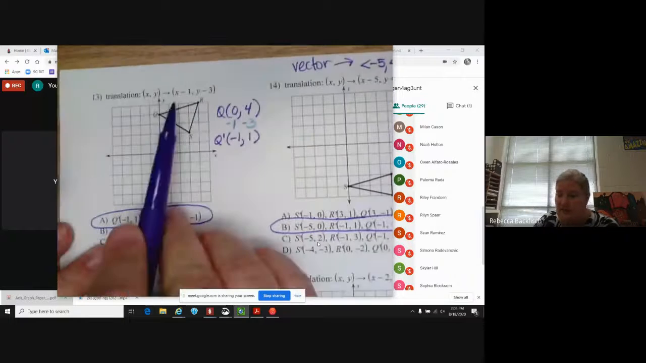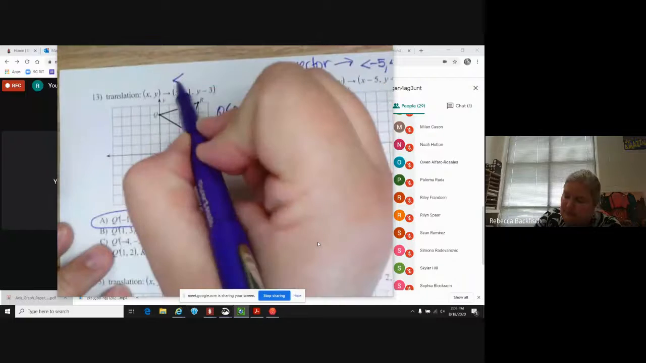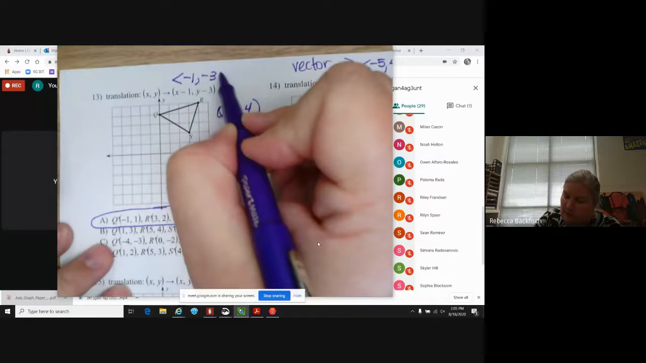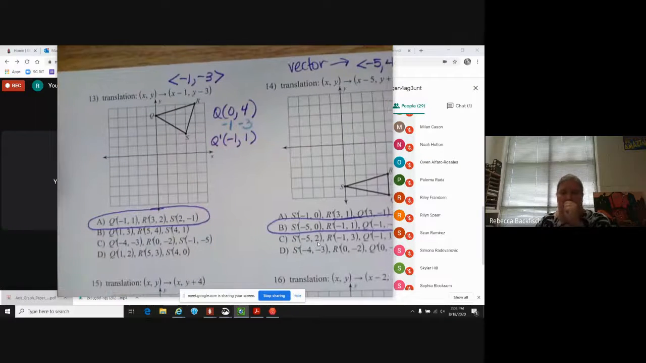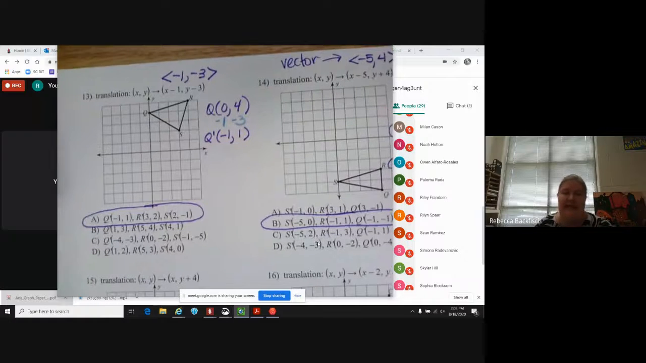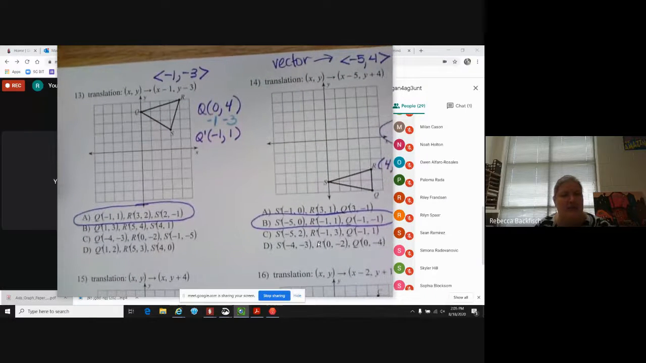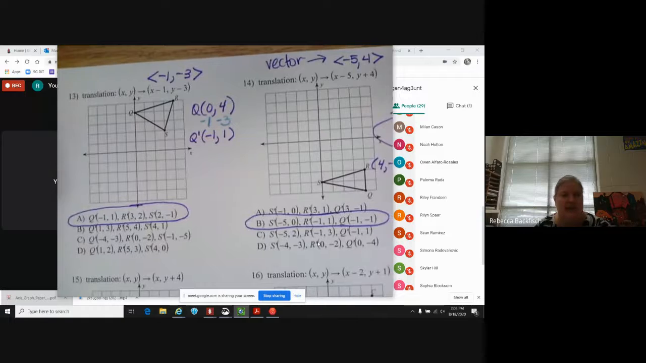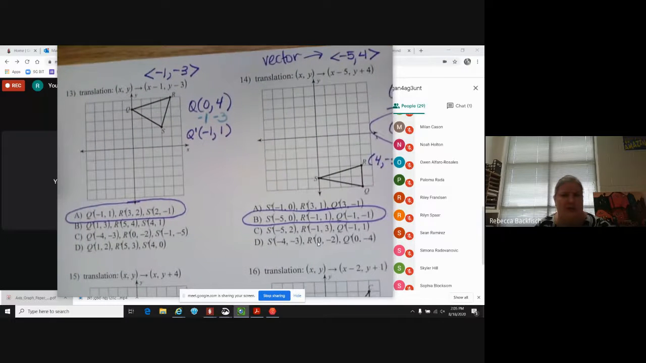This one over here in vector notation would look like that. It just means do the exact same thing. I don't know if they use vector notation on Delta Math, but I thought they might, so I wanted to show you just to make sure.